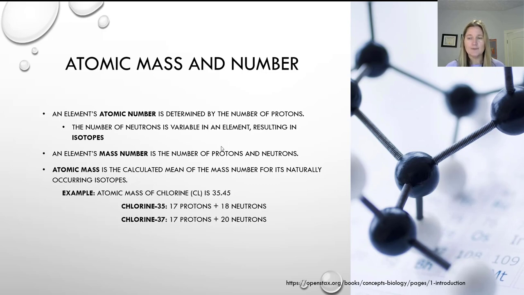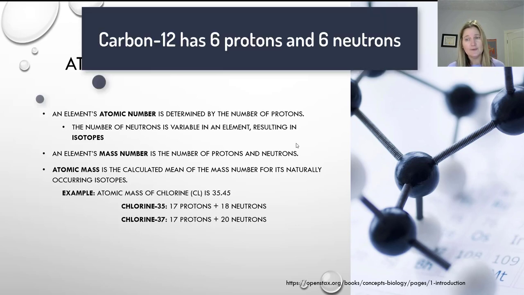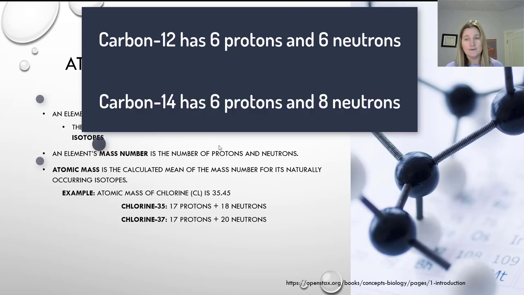So if we add up the number of protons and the number of neutrons, we can get the element's mass number. So for example, carbon 12 has 6 protons and 6 neutrons. So 6 plus 6 equals a mass number of 12. If I'm looking at an isotope of carbon, carbon 14 still has 6 protons because that's the atomic number and that doesn't change. But instead it has 8 neutrons.